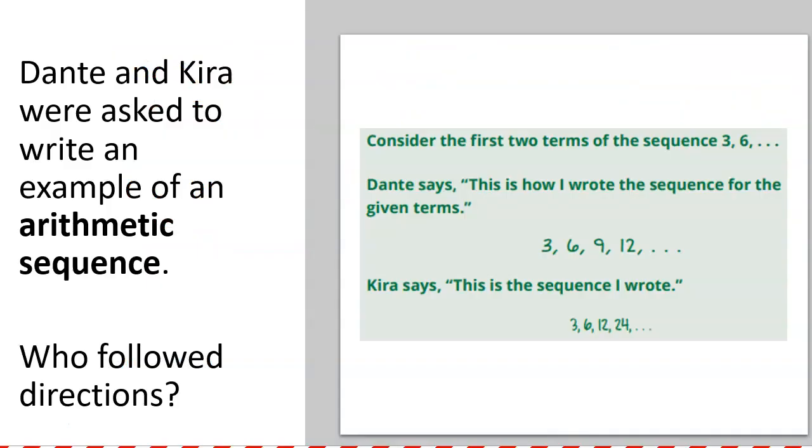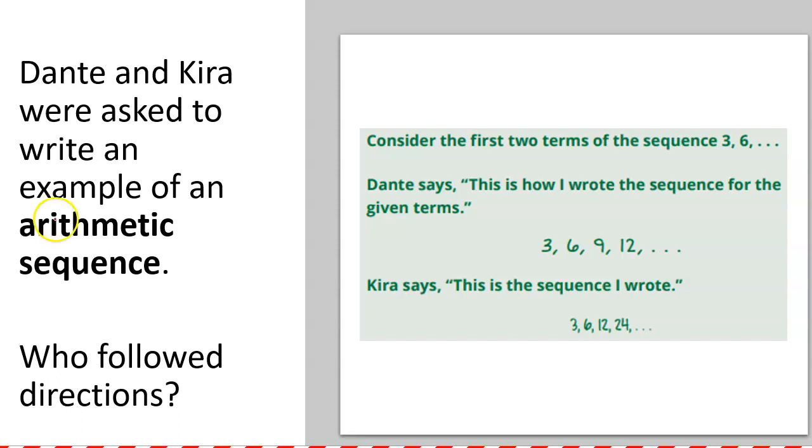Dante and Kira were asked to write an example of an arithmetic sequence. Who followed directions? Consider the first 2 terms of the sequence. 3, 6, continuing. Dante says, this is how I wrote the sequence for the given terms. 3, 6, 9, 12, continuing. Kira says, this is the sequence I wrote. 3, 6, 12, 24. So you tell me, who followed directions?